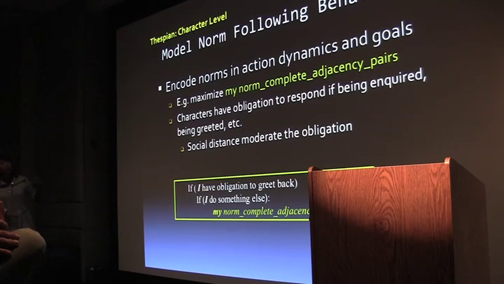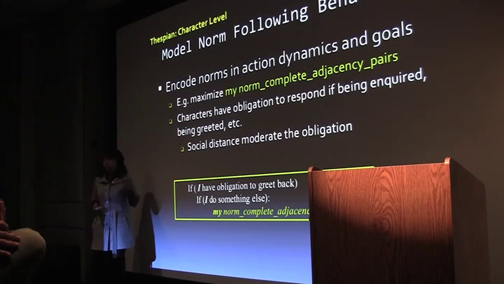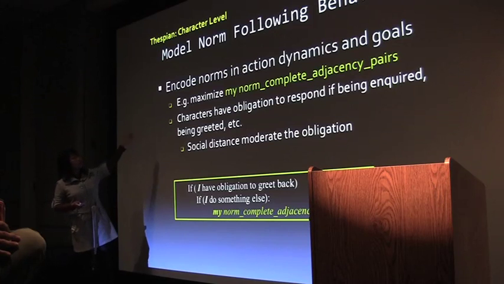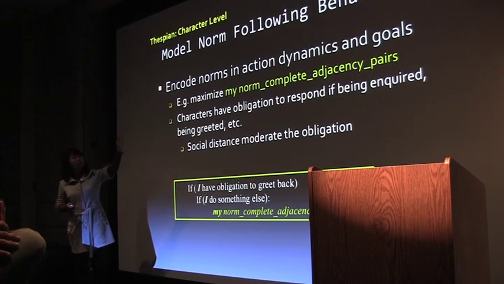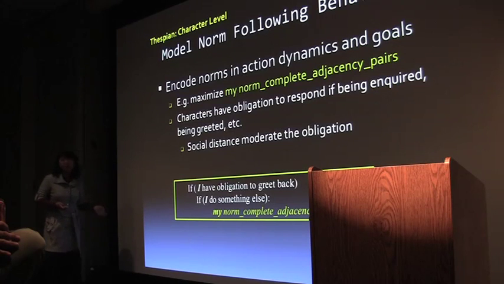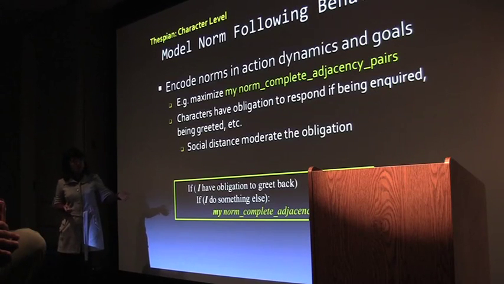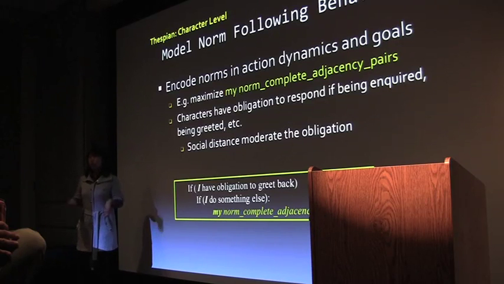So just to give you an example of how we modeled the adjacency pair behavior in virtual characters, how we enable them to act by responding to such situations. So remember, characters have goals, and goals are just represented by maximizing the value of a state feature. So to motivate a character to respond to questions or respond to a greeting, we give them a state feature, it's a rather long name I made up. So the character has a goal to maximize the value of their complete adjacency pair norm. And then if they have an obligation to respond to others, and they do something else, this value will be reduced by a certain amount. So this motivates the character to make a proper response when there's an obligation to do so.